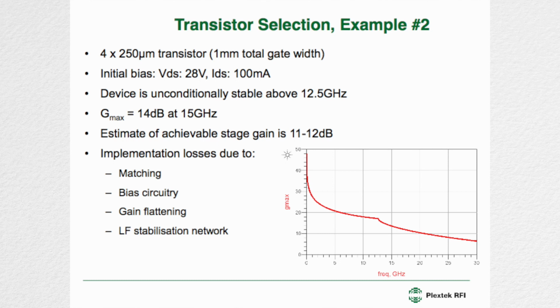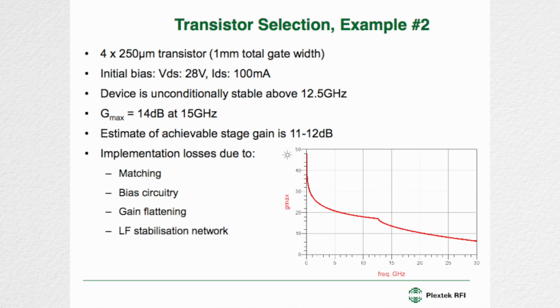So we're looking at this 4x250 micron device, and we're going to use 2 of these to generate the sort of power that we want for this 15 gigahertz PA. This is the Gmax, and this device is unconditionally stable above 12.5 gigahertz, which is nice for our 15 gigahertz design.